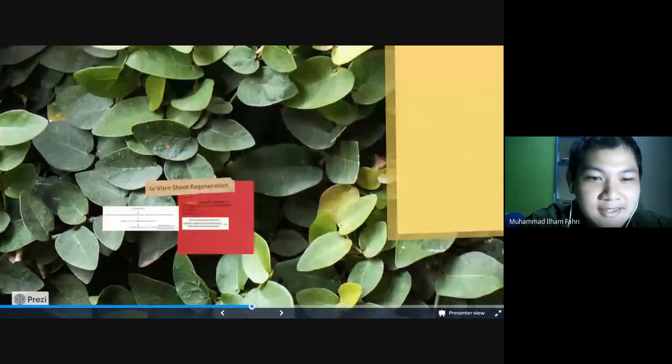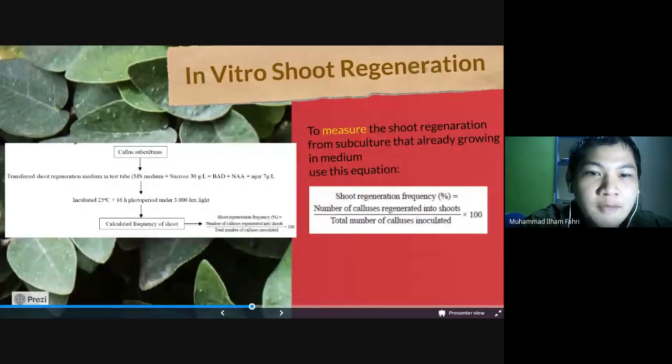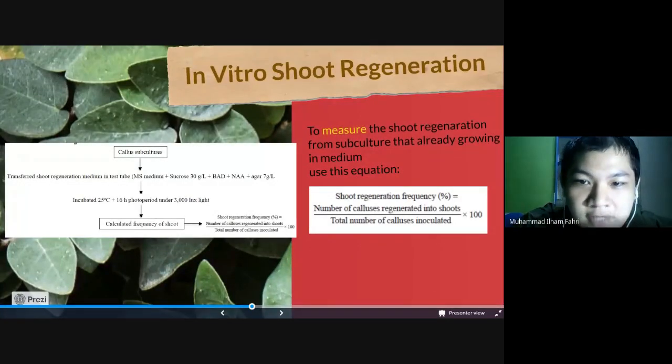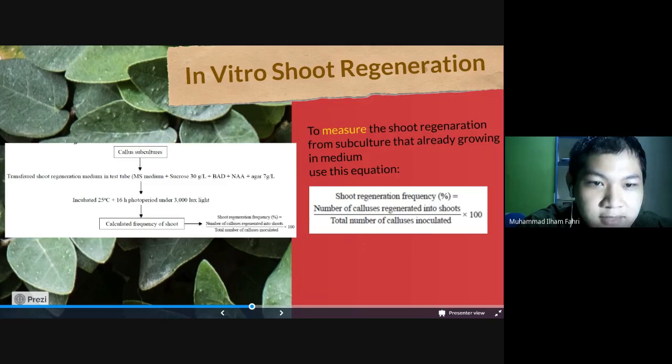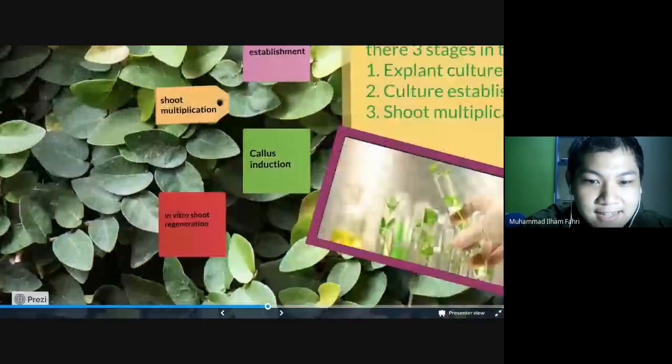And last, we have to calculate the in vitro shoot regeneration. We measure the shoot regeneration for the subculture that is already growing in the media. Use this equation. This is the flowchart for the detail of this step. Next.